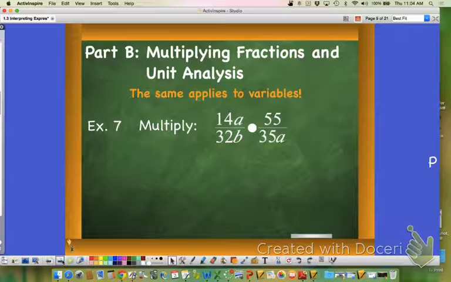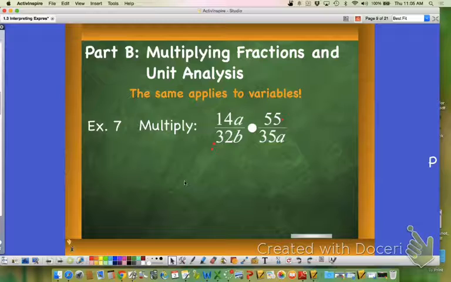Now don't be alarmed when you see variables, because when you multiply with variables, you don't have to worry about like terms. But what you do want to do is treat them as factors and reduce or cancel accordingly. So when I look at this problem that has fractions with variables in it, not only will I look diagonally and try to find numbers that reduce, I'm also going to look at the variables and see if I can get those to reduce. So I'm looking diagonally. 32, 55, I don't see anything in common right now. I don't even see a B that's in common.